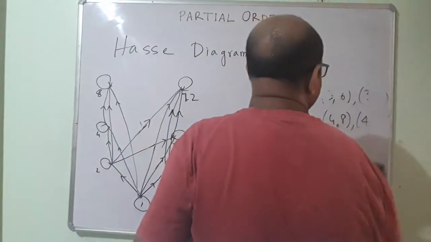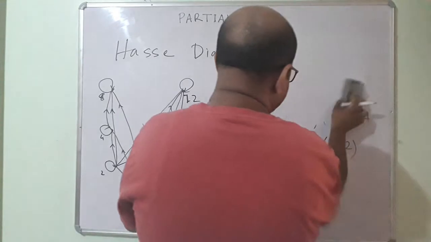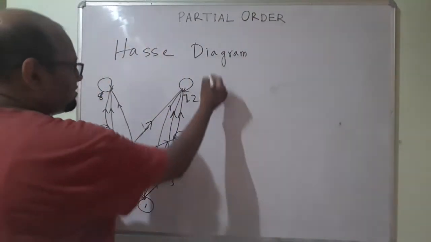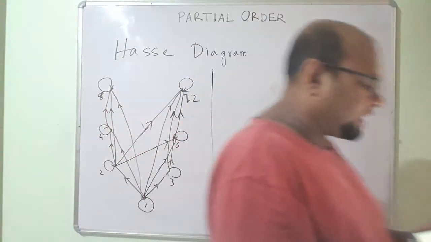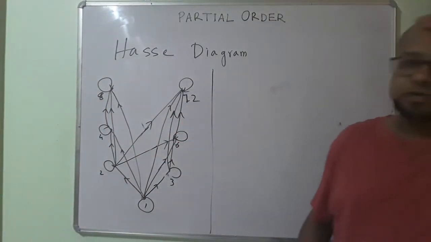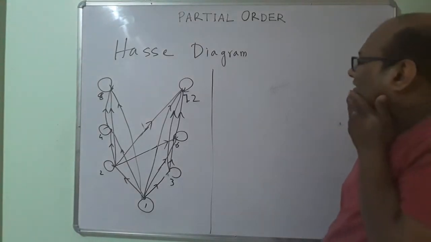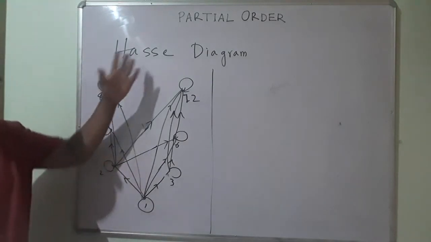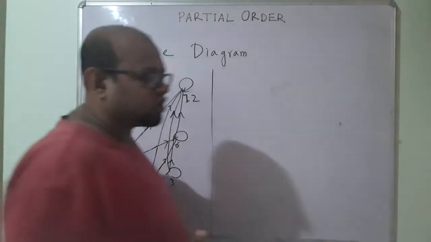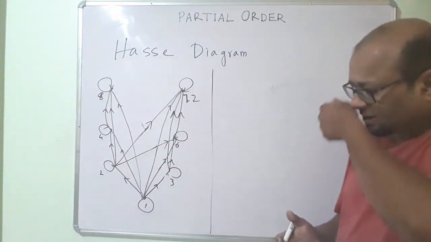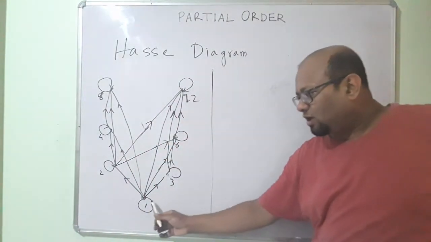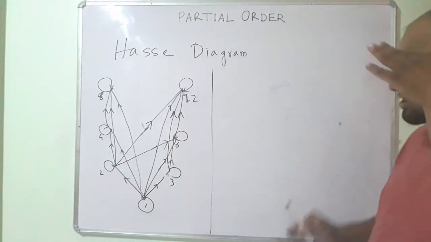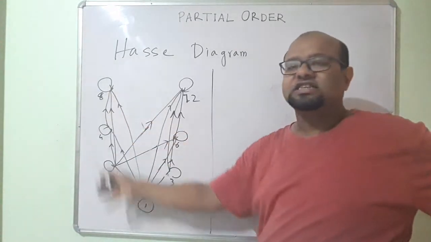Now, this diagram is too cluttered. So what do we do? See, there are a few observations that I want you to make. First of all, I know this is a poset, a partially ordered set. So this relation is partial order. So what do I know? I know that this relation is reflexive.